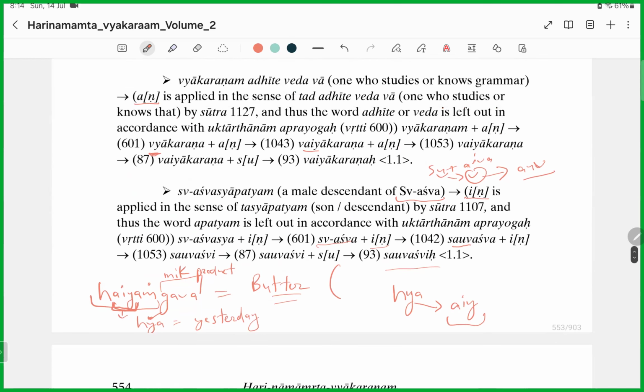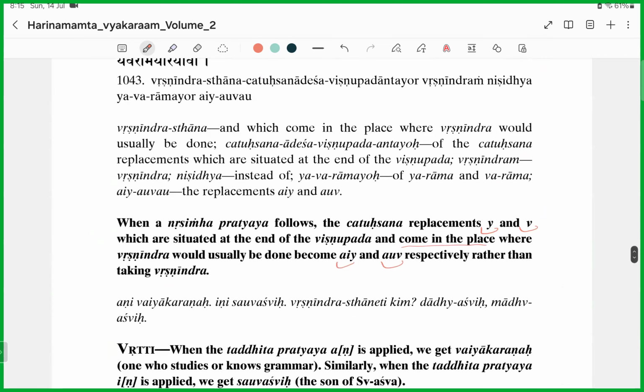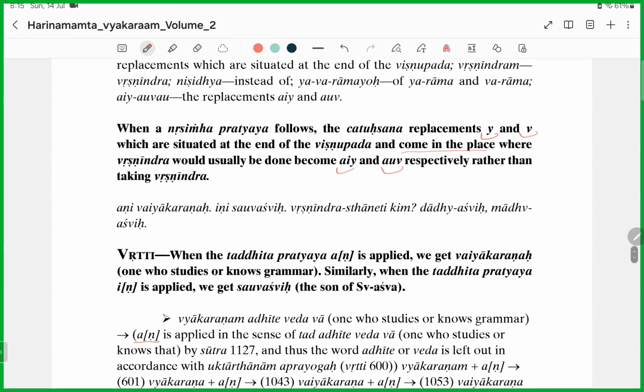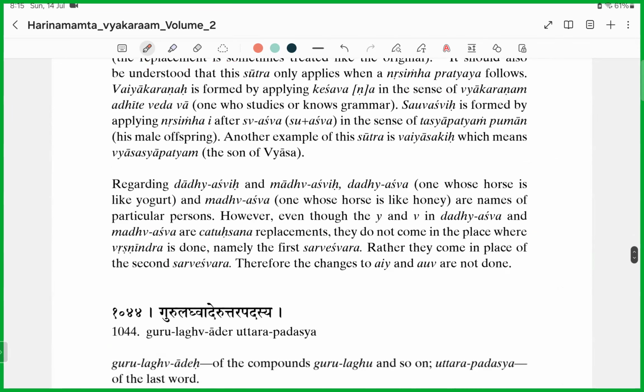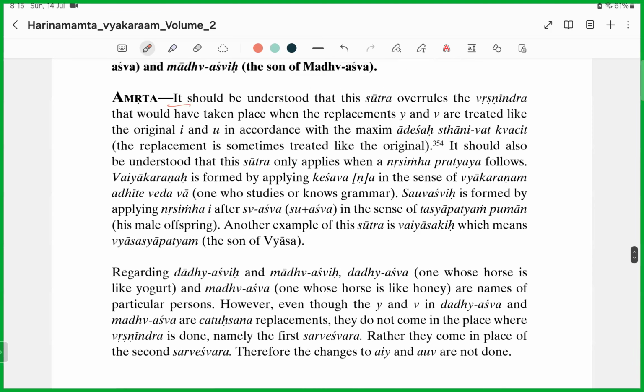So again, the translation says when a Nrsimha Pratyay follows, the Chatusana replacement year and va, which are situated at the end of Vishnupada. So this is situated at the end of Vishnupada, like E situated at the end of Vishnupada, Su U situated at the end of Vishnupada, like that. It should also be understood that the sutra only applies when a Nrsimha Pratyay follows.